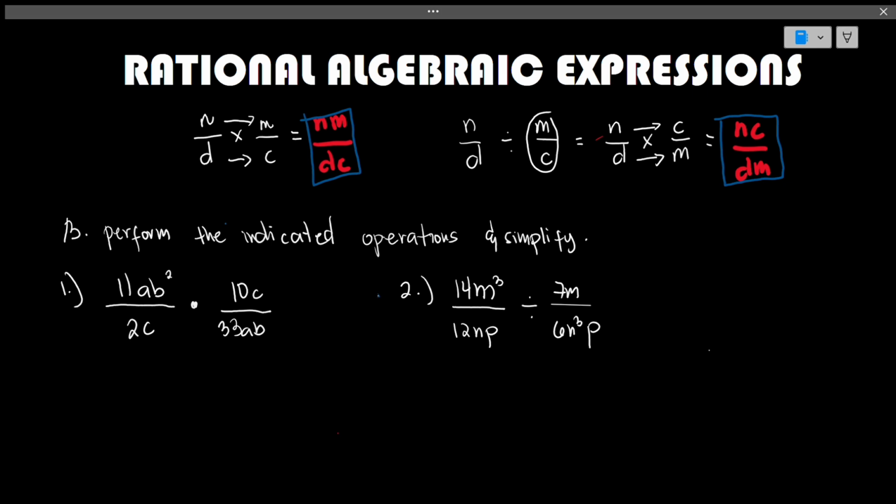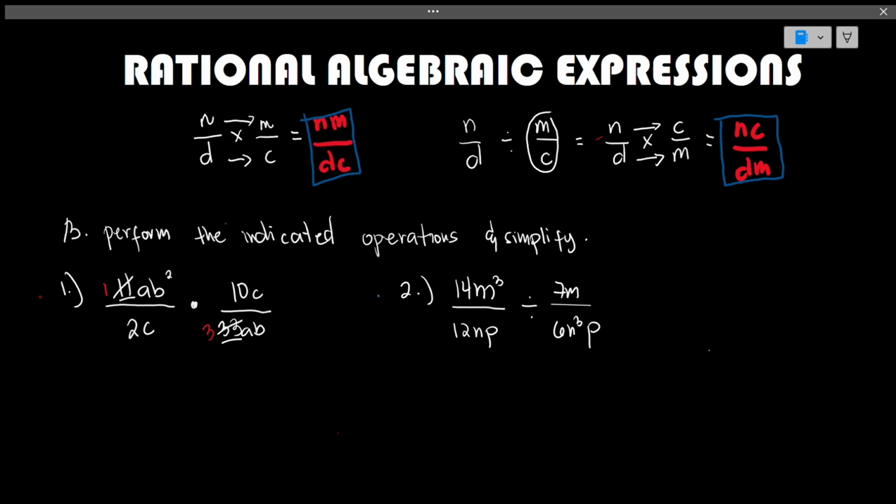Okay? Now, let's try to answer example number 1. We have 11ab squared over 2c times 10c over 33ab. The first thing that we need to do is to cancel their common factors. Let's look at the common factor of 11 and 33. 11 and 33 have a common factor of 11, so we can start dividing them. So 11, we can cancel this. This will become 1. And followed by 33, if we cancel this will become 3.